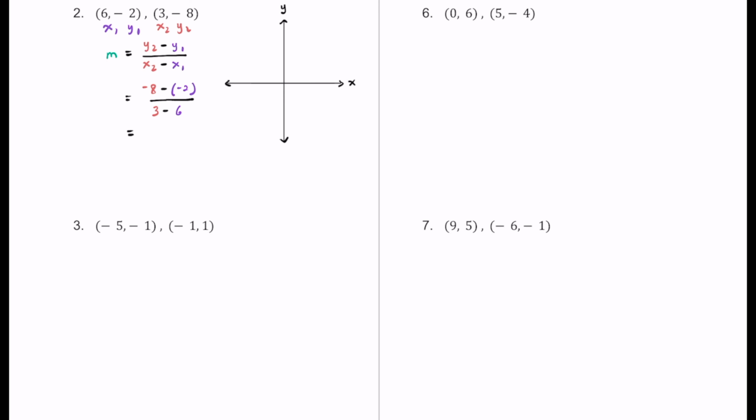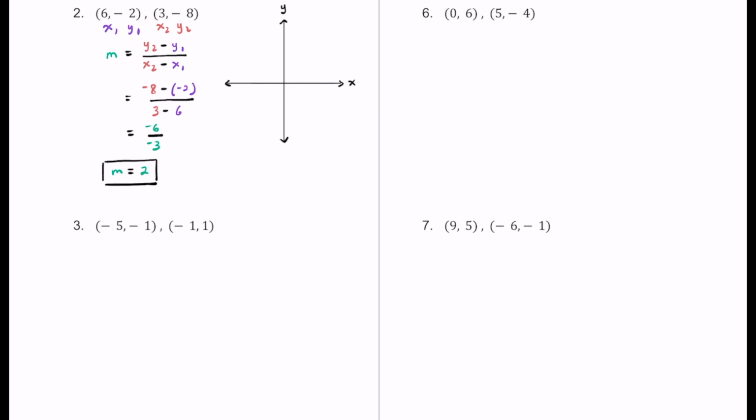We can go ahead and just call that -6, and in the denominator, 3 minus 6, that's going to equal -3. All right, so if we have a negative divided by a negative, that's going to be a positive. So our slope here is going to be +2. That would be our slope for this linear equation going through these 2 points.